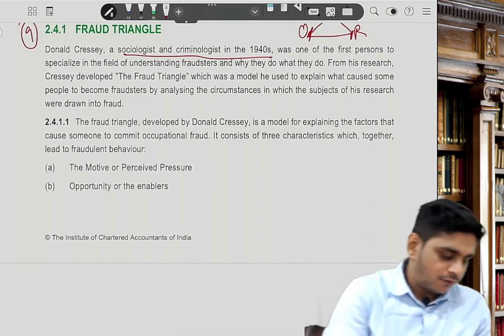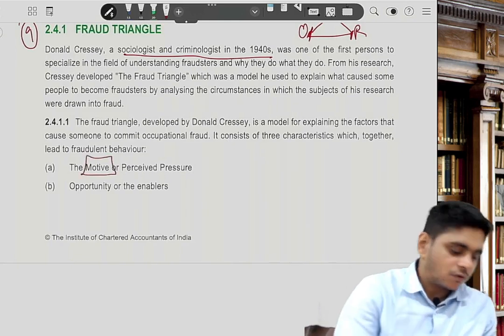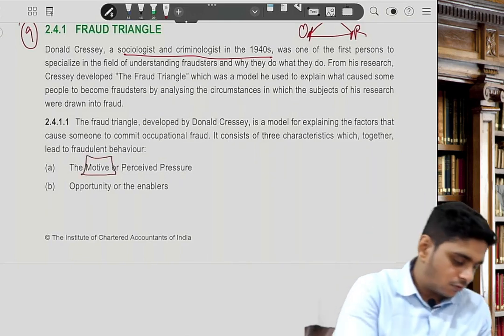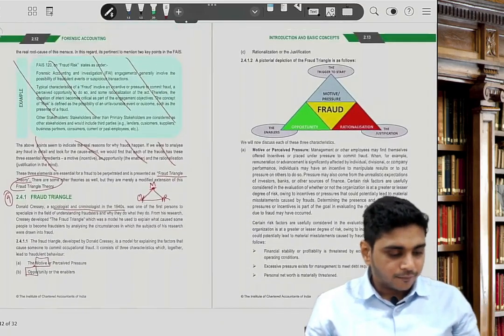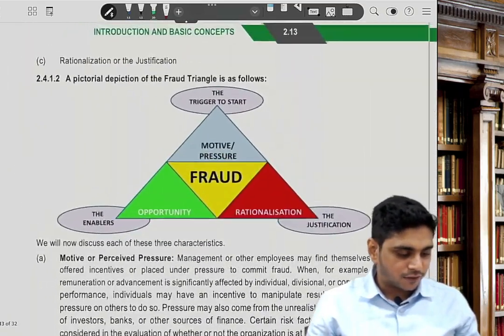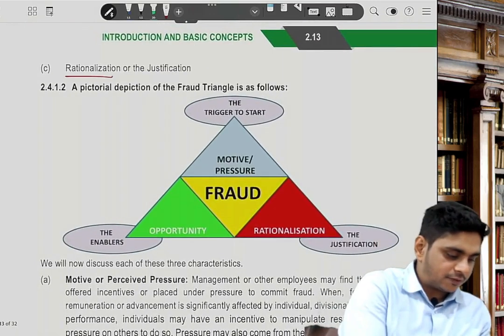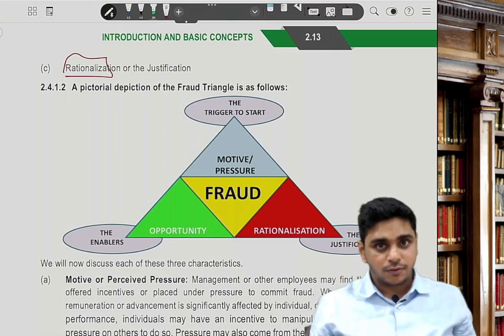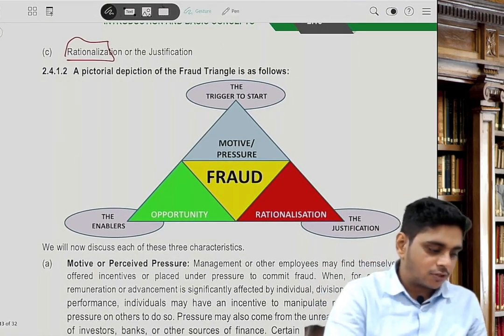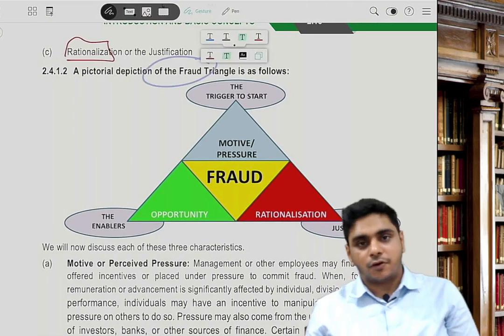First one is the motive or perceived pressure. O is the opportunity or the enablers. R is the rationalization or the justification. The same way they have written, MOR, more.